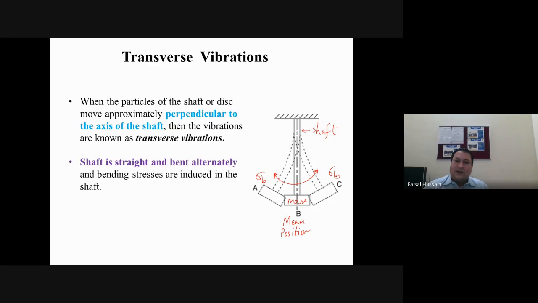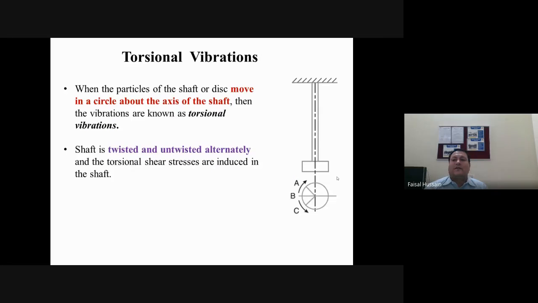Now let us move to the torsional vibration. In torsional vibration, a twisting moment comes into the picture. This is my shaft.